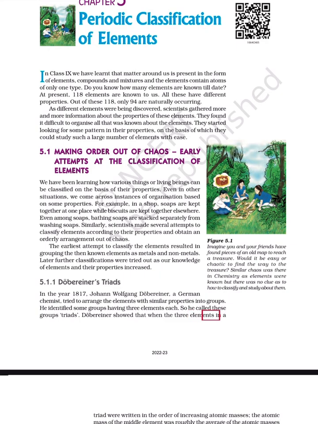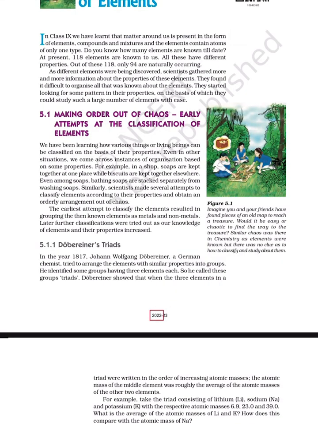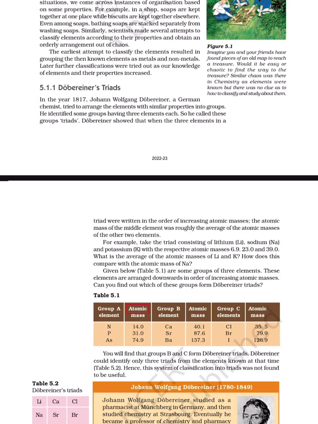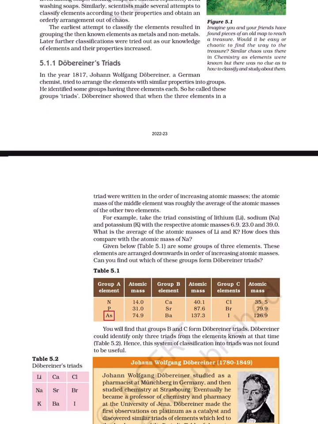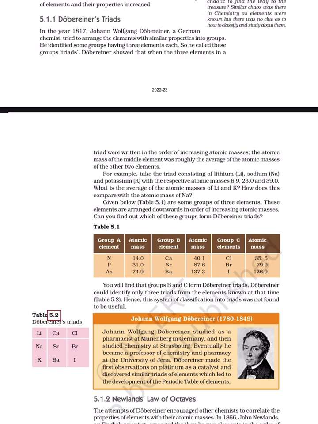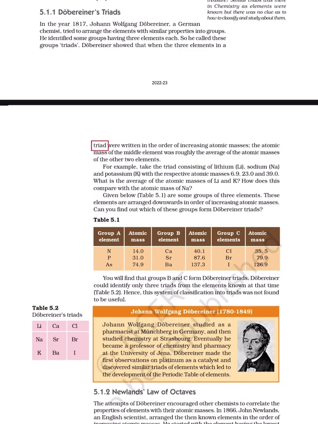Dobereiner showed that when the 3 elements in a triad were written in the order of increasing atomic masses, the atomic mass of the middle element was roughly the average of the atomic masses of the other 2 elements. Table 5.2. Dobereiner's triads: Li, Na, K; Ca, Sr, Ba with atomic masses 40.1, 87.6, 137.3; Cl, Br, I with atomic masses 35.5, 79.9, 126.9.